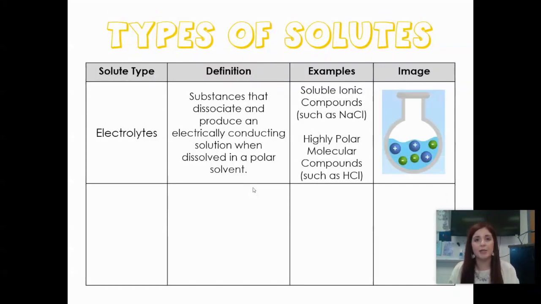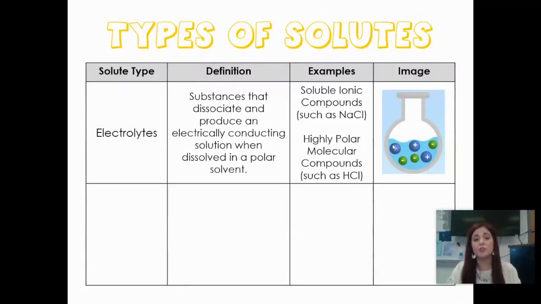And here's a nice little picture that represents this. We'll notice in this flask, I have my solvent, which we're going to assume is water in this case. And I have two particles that have broken apart to form charged particles. So here I have my positively charged ion and my negatively charged ion. And the same goes for here and here as well. So it breaks apart in solution. And because I now have those positive and negative charges, these are able to conduct electricity very, very well.